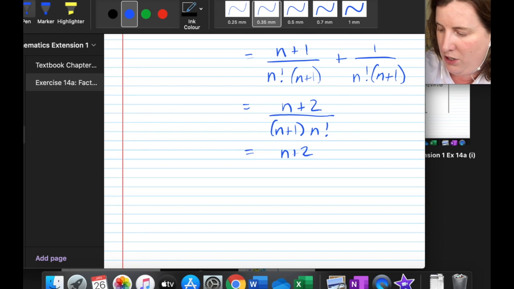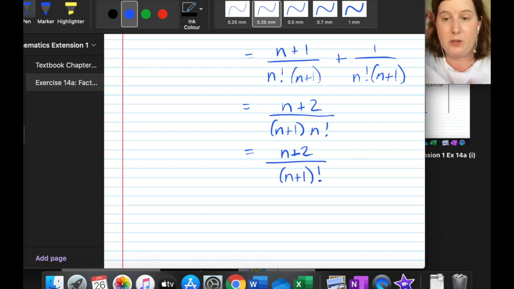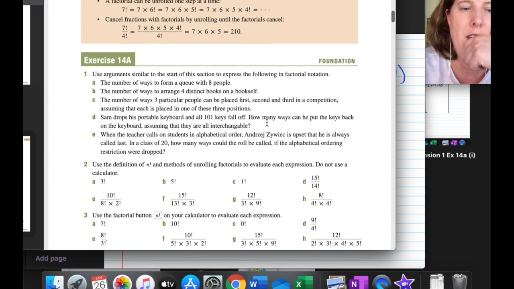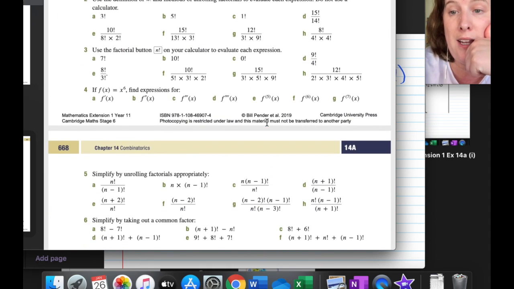N plus 2 over n plus 1 factorial. And that's something you will come to recognize whenever they happen in the course of this chapter. Let's have a look at the actual questions from this chapter. I don't want you to do question 1 yet. You can do that last, but I don't want you to do that yet. Question 2, I would like you to do it.